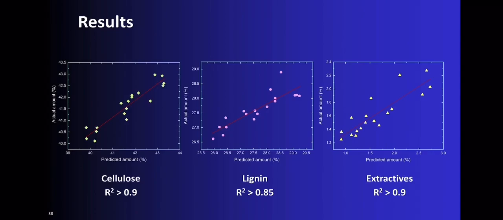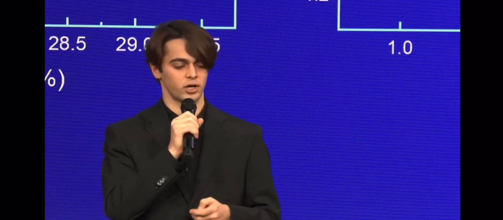Of course, there is some small margin of error, but when you look at the scale, it's so small. For the cellulose, it's just from 40 to 44%, so it's a small error, I would say.